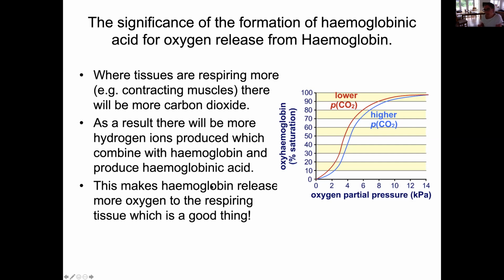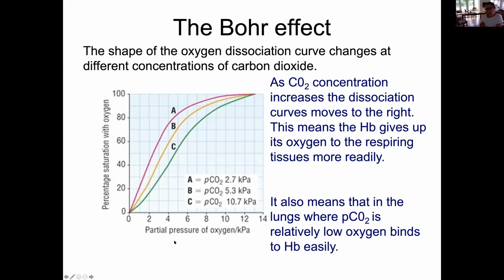Now, that process there, that action of CO2 and what we call the Bohr effect, still applies even at high partial pressures of oxygen. So our whole oxygen dissociation curve shifts to the right-hand side the higher the partial pressure of carbon dioxide. If I show you on the next slide, here we can see 3 different curves.